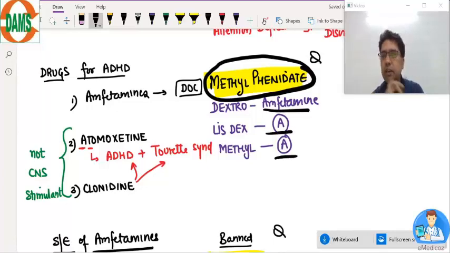They end with the word amphetamine. Atomoxetine, ADHD with Tourette syndrome. Clonidine is also used in ADHD and Tourette. They are not stimulant drugs. They have a calming effect on a person. Okay. They have a calming effect.